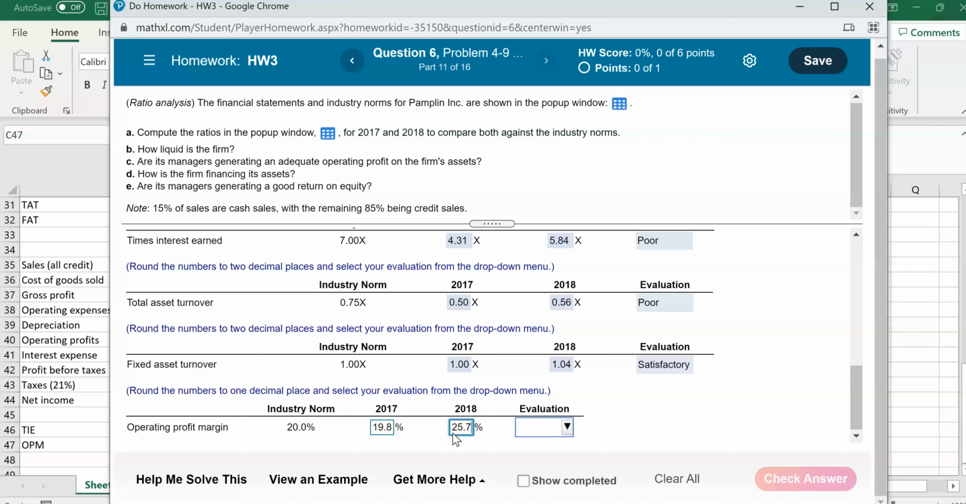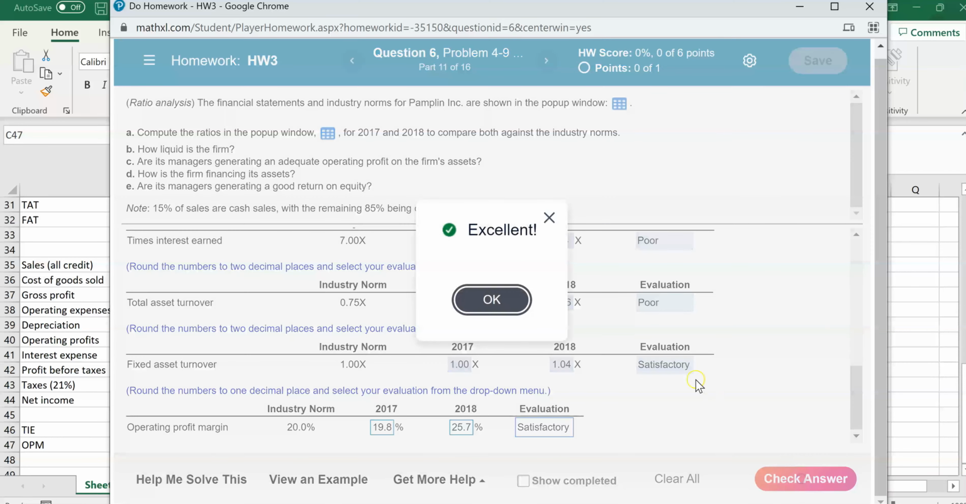So this is a tricky position, but I think we should look at the latest number, right? Relative to last year, it's improving, even though last year was slightly worse than the industry norm. By this year, I mean 2018, it's improving, and now it's much higher than the industry norm. So from that perspective, I guess we should say this is satisfactory.